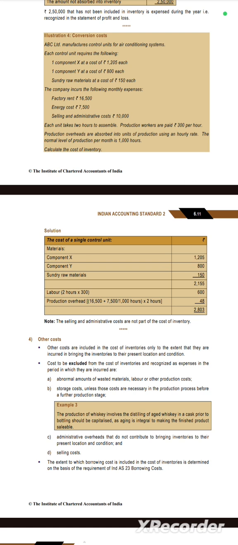Now we have to calculate the overhead, and we know that the production overheads are absorbed into units of production using an hourly rate. The normal labor hours of production is 1000 hours. So we add 16,500 plus 7,500, that comes to 24,000, divided by 1000, into 2, that gives us 48. We will add that number and it will give you the total.